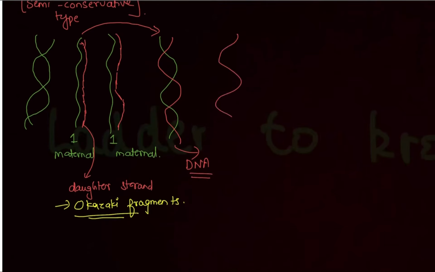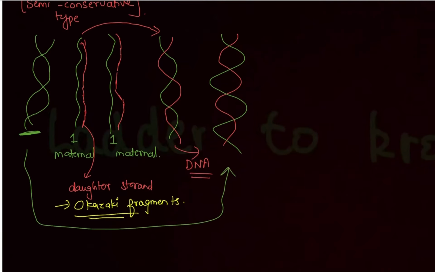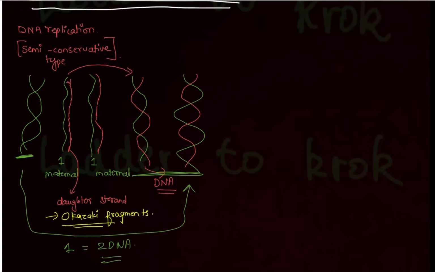Similarly, this will happen with the second maternal strand which was present. So you see from one DNA, we made 2 DNAs. So from one, we made 2 DNA. This is called DNA duplication, making copy of the DNA. Okay. So I hope this is clear, this DNA.